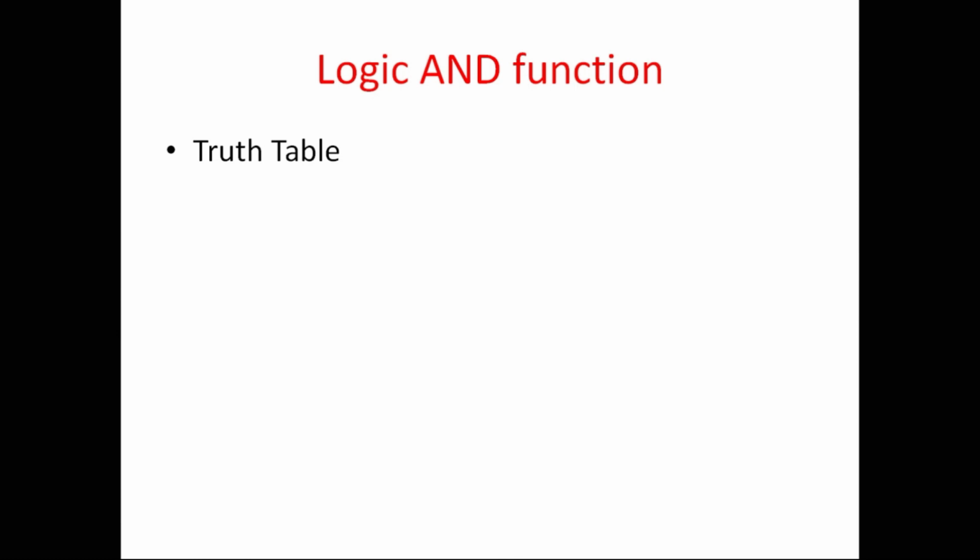First of all, we need to see the truth table. X1 is there, X2 is there. There are two inputs and one output. I have taken only the AND logic for two inputs and one output. If input X1 is 0 and X2 is 0, then Y should be 0. Input X1 is 0, X2 is 1, then also Y should be 0. Input X1 is 1, X2 is 0, then also Y is 0. Input X1 is 1, X2 is 1, Y is 1. So this is the basic AND logic function.